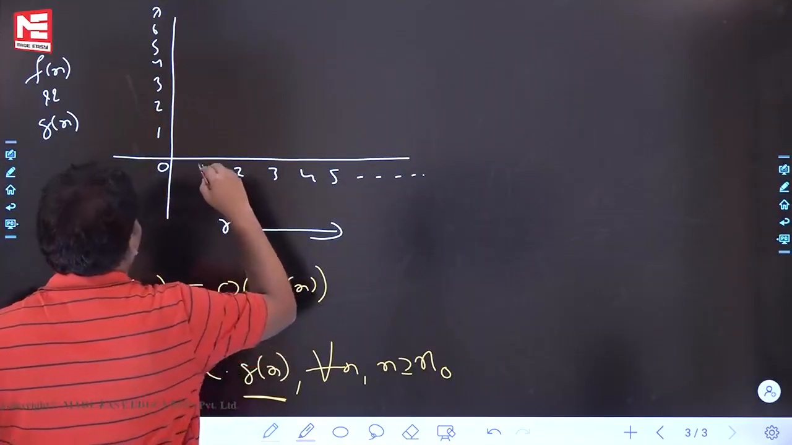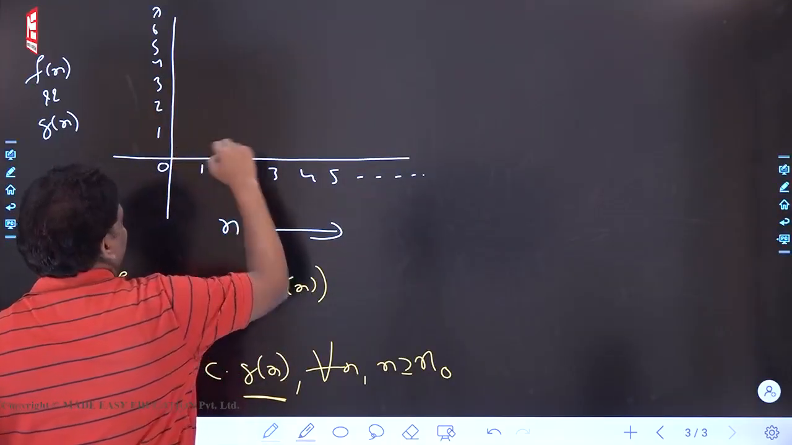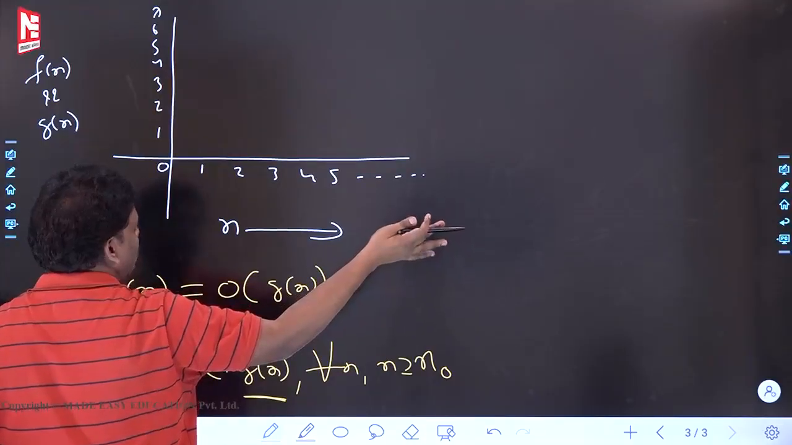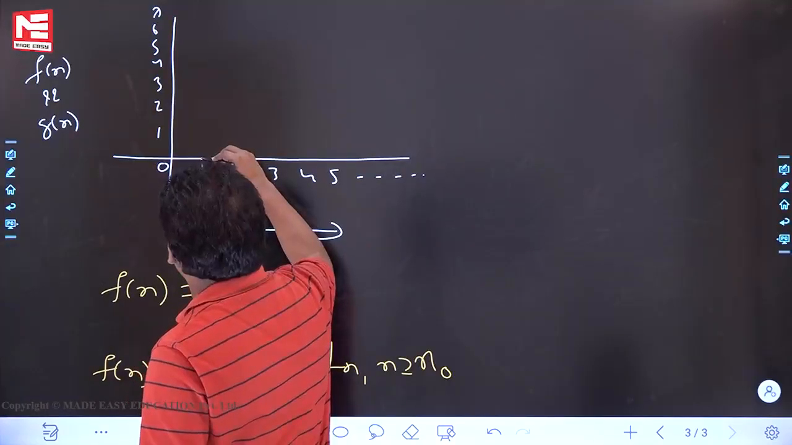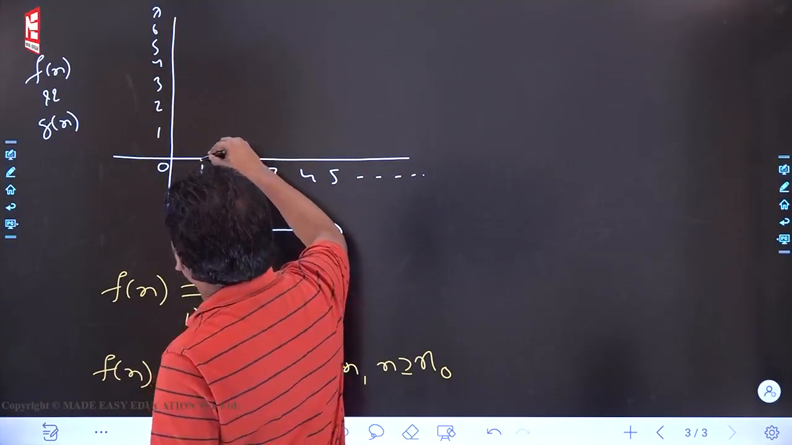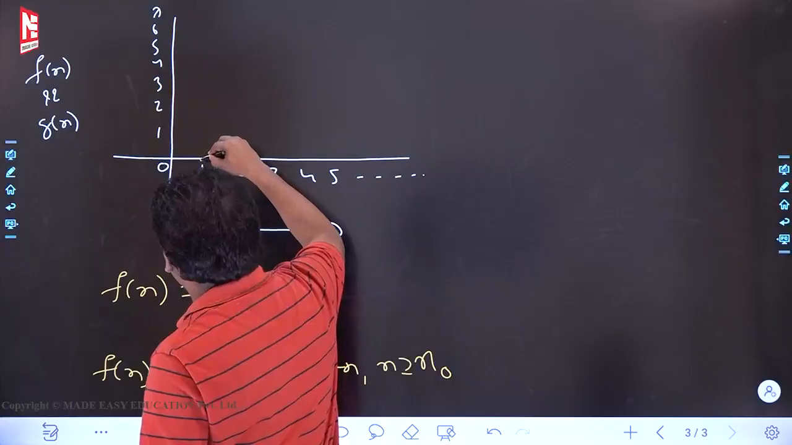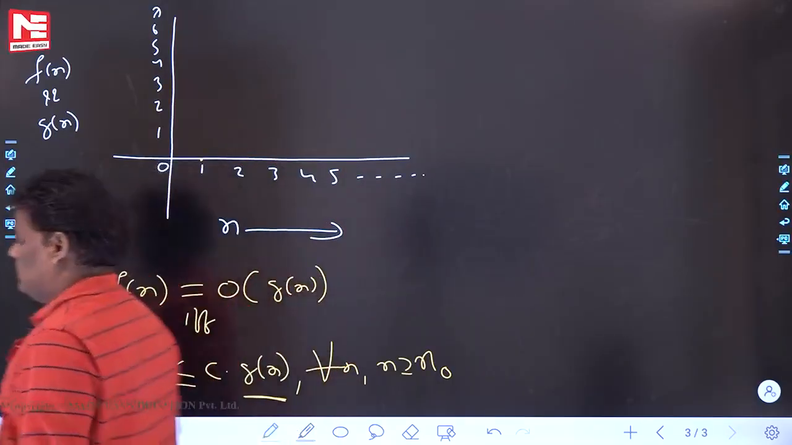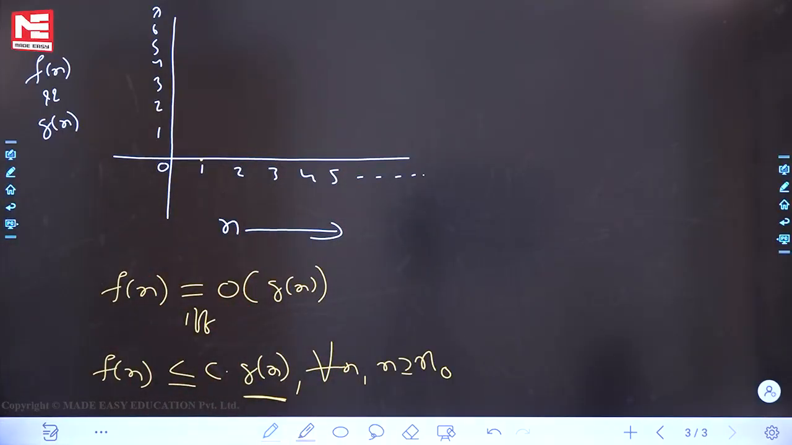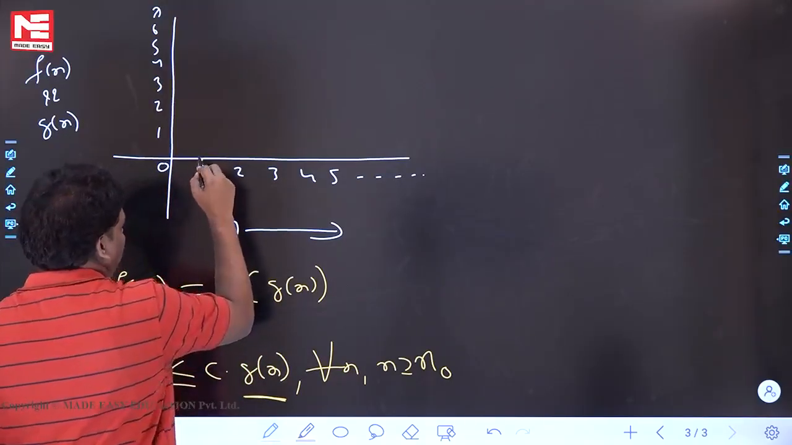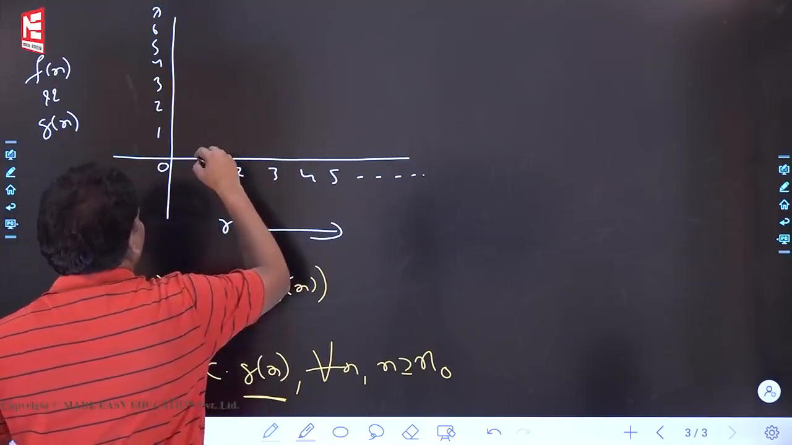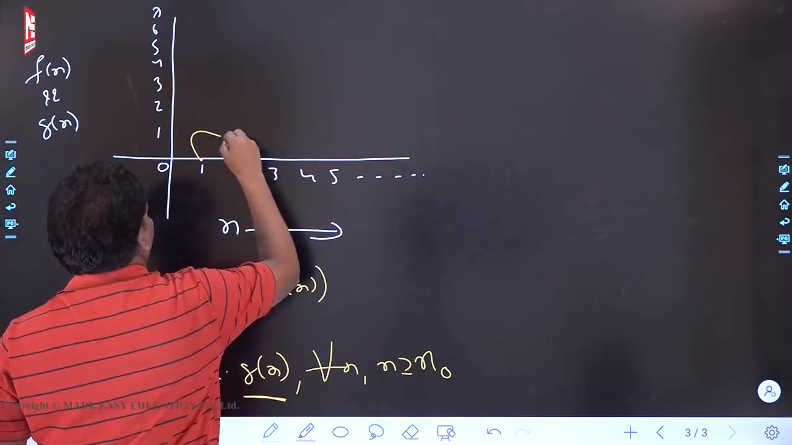See this one, right? So I think n0 is starting from 1 onwards. Let me try this one. From 1 onwards, from here onwards, if you observe. I think the minimum n0 value, you have to start from here onwards. Let me write here. From here onwards, if you observe, f of n is going like this.